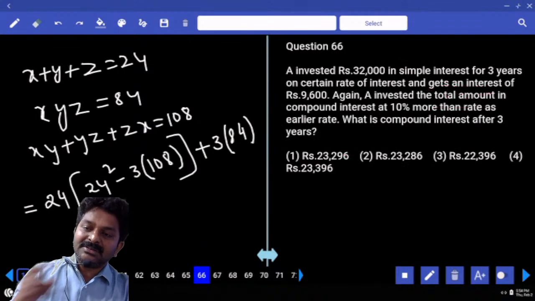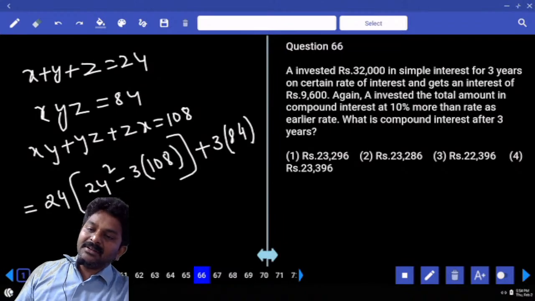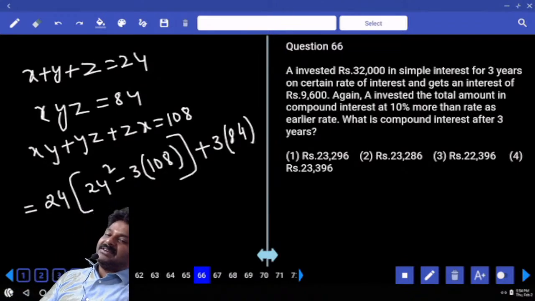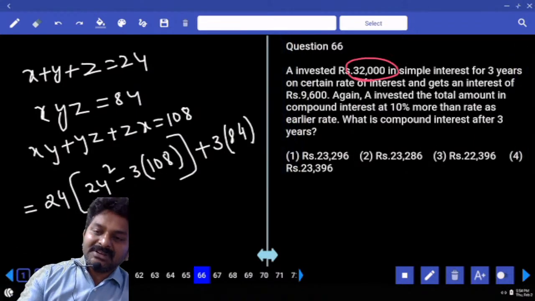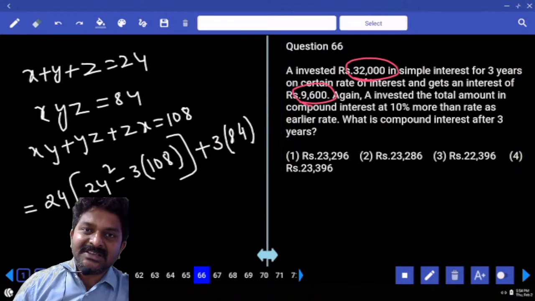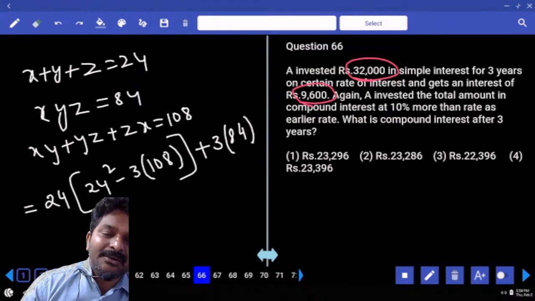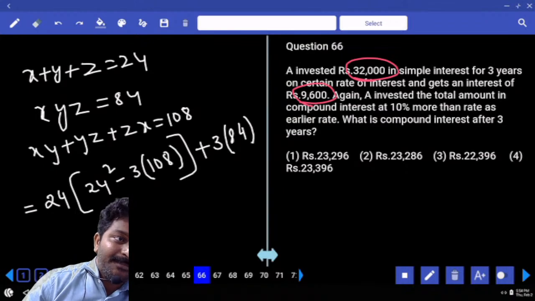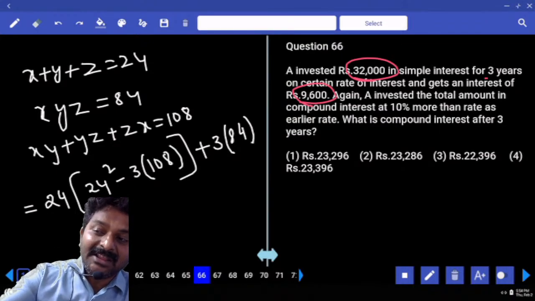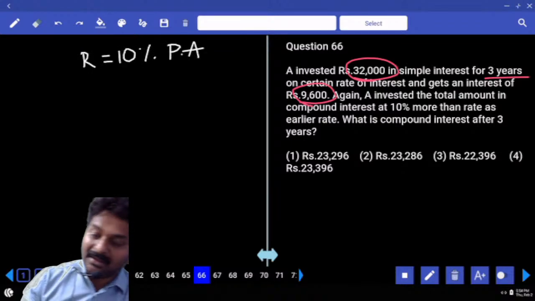A invested 32,000 in simple interest for 3 years at a certain rate of interest and gets an interest of 9,600. Upon 32,000, if you are getting 9,600 interest, what percent is it? 9,600 is what percent of 32,000? 30% only. 30% simple interest we are getting in 3 years. Then what is the rate of interest per annum? 10% per annum. Okay, continue.